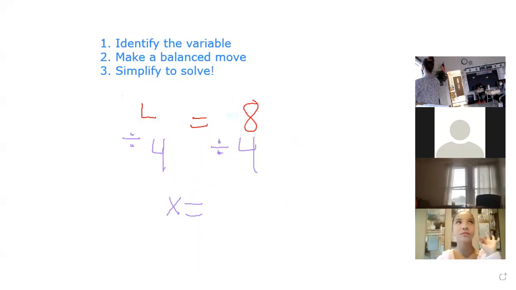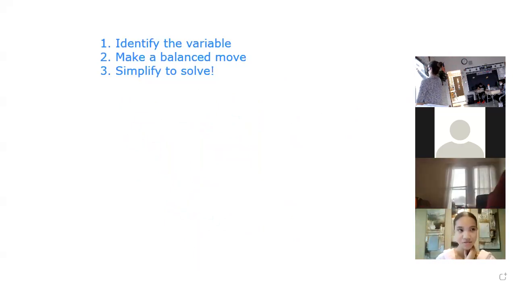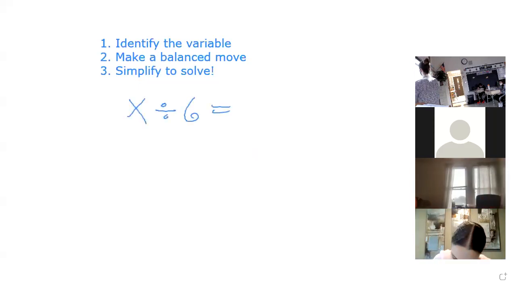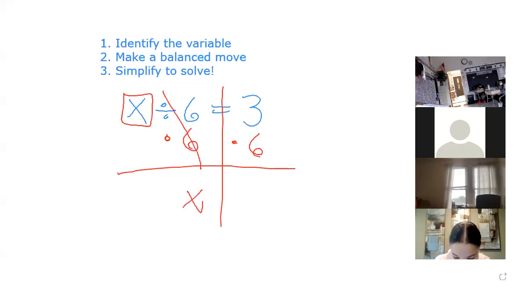Okay, let's do the eraser, because that's too slow. All right. Division could look two different ways. It could look like this: x divided by 6 equals 3, we'll say. And I would identify the variable. I would undo division by multiplying, right? Left with x equals 18.